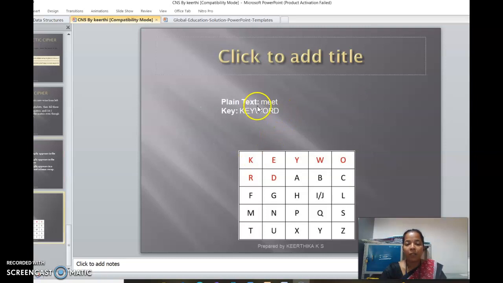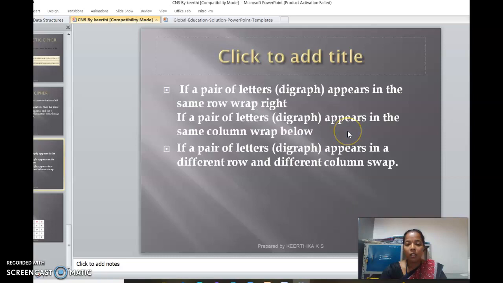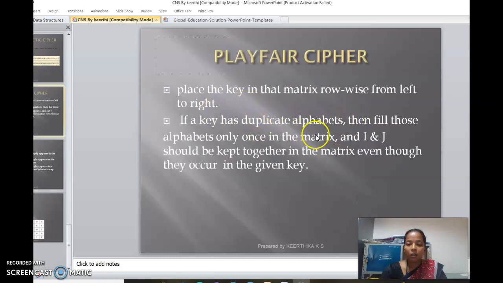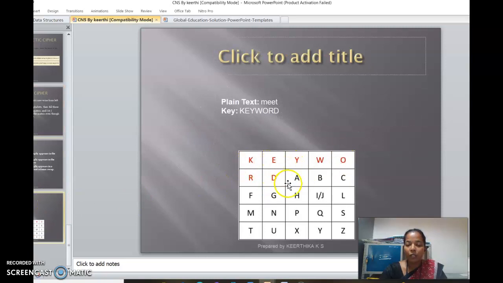Let's see an example. Here, the plain text is given as meet and the key is a keyword. First, we have to fill the key in the matrix row wise from left to right. So we first fill the keyword from left to right. Then we have to fill the remaining letters. Here a 5 cross 5 matrix means only 25 letters we have to fill. So I and J we have to fill in the same box. So here we have the keyword and the plain text is meet.